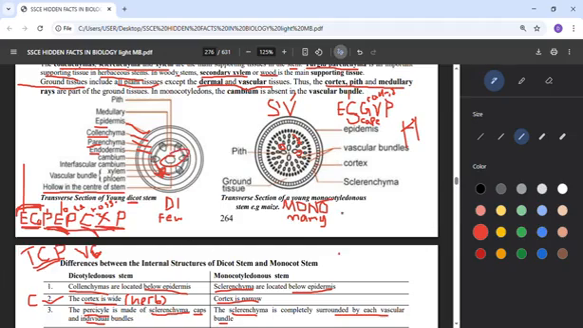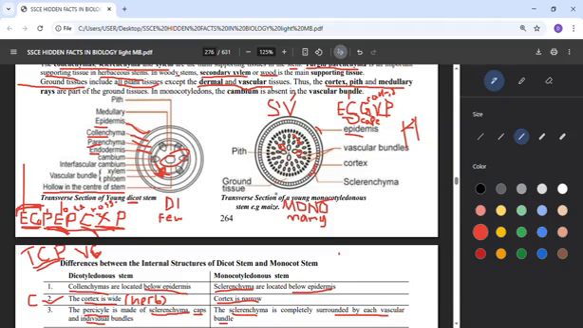Then for monocot, on the right-hand side, you can say "escape ground VP." Escape through the ground means you dig the ground so that you can escape, maybe from the vice principal. E represents epidermis, the outer layer. The S is the sclerenchyma. After epidermis, you see the sclerenchyma, which always surrounds the vascular bundle.